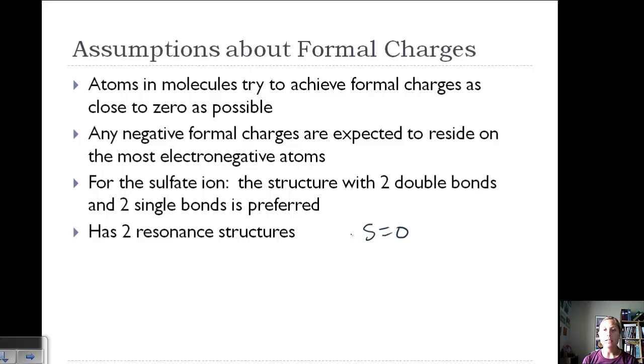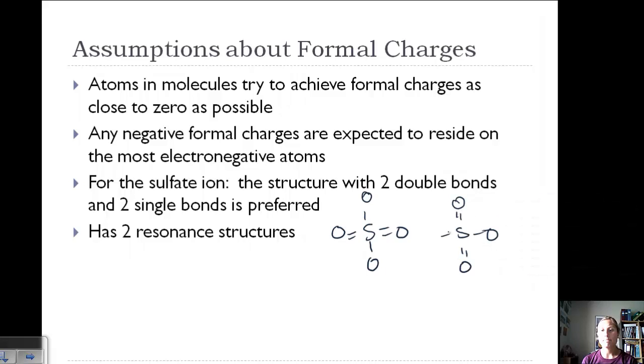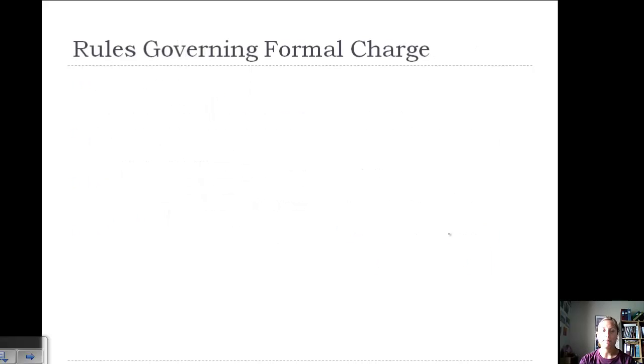So it has the double bonds on, I guess we could say the horizontal oxygens, or it could have the double bonds on the vertical oxygens, basically. So that other resonance structure with all the single bonds, we're not going to include that anymore because we're going to say it's less correct. So this is the more correct structure.